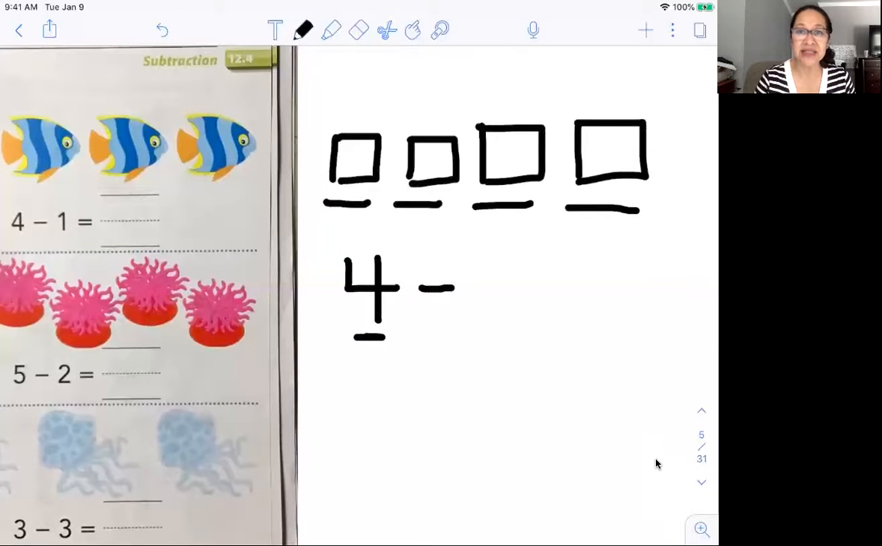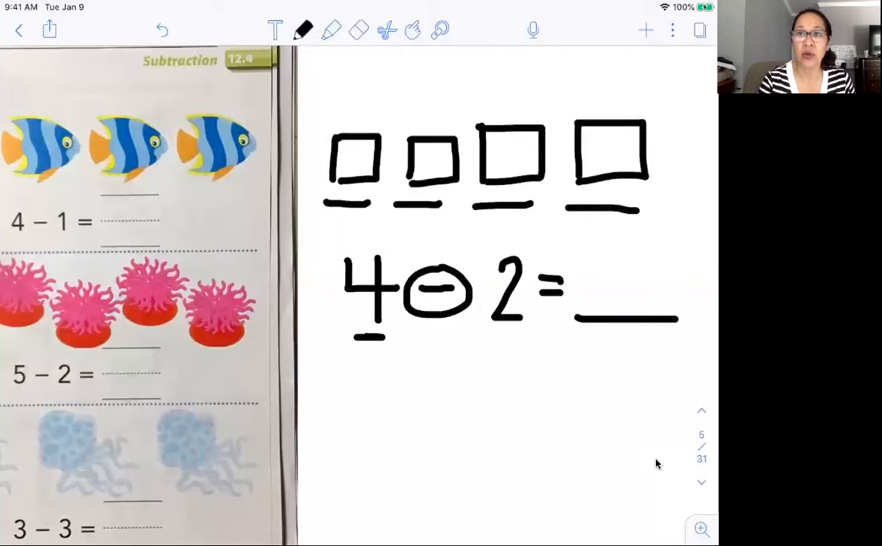Now that is the symbol of the minus sign. Remember that? Minus, that means you're taking away. And now I'm going to make up a number here. I will write a number 2. And an equal sign, and whatever we're left over with, that's where we're going to put the answer.